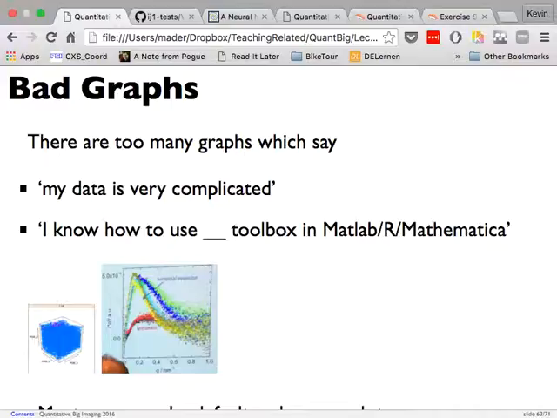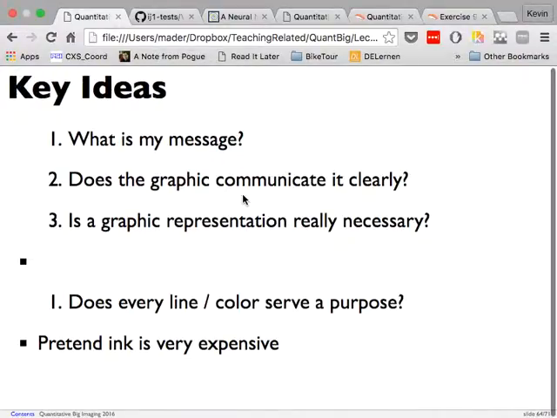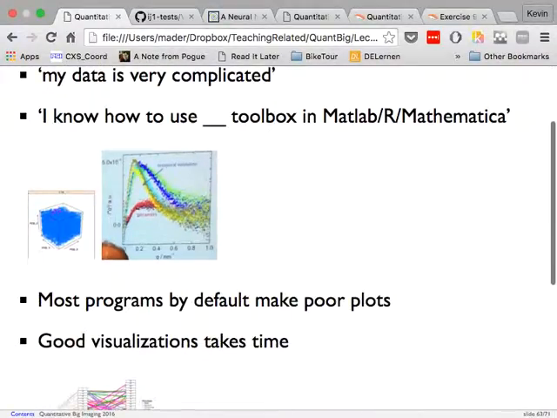And so there are too many bad graphs, which say my data is very complicated, which is a very common message in the scientific world to see. Or I know how to use a given package of MATLAB, R or Mathematica. These are two examples of graphs that I've recently seen that fell into this category: with a picture like this, there's absolutely no information you're getting out of it. You just see that there's a ton of points. And trying to interpret something meaningful from that huge number of points isn't easy.